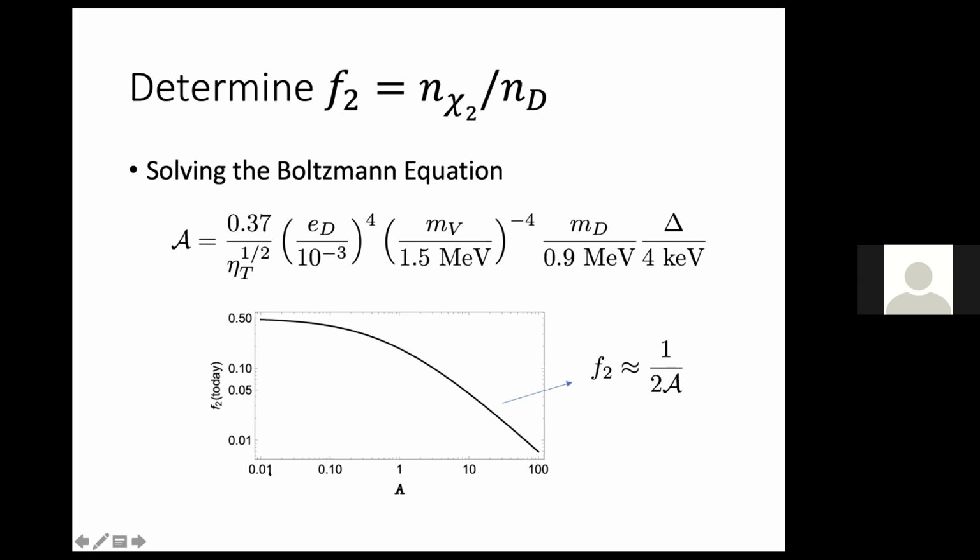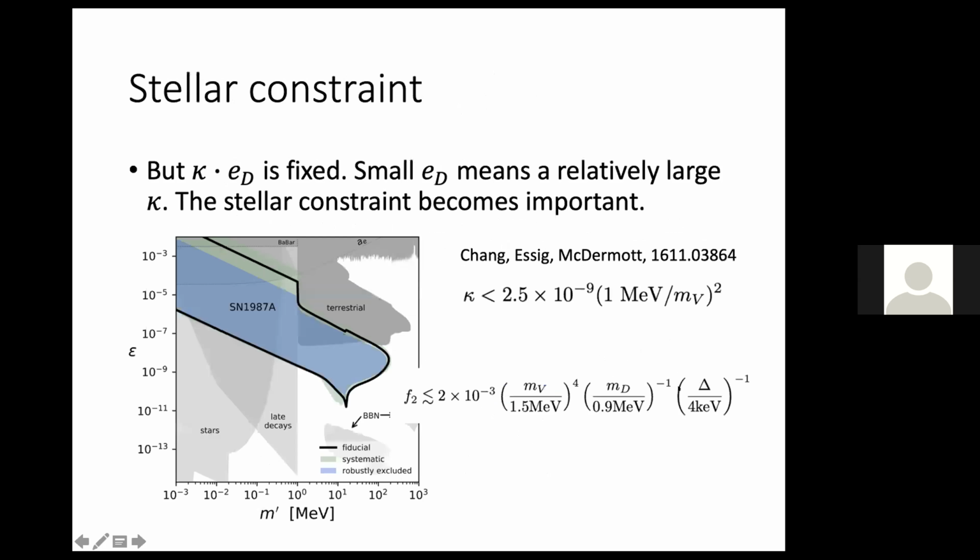And you can see if A is super tiny, if A goes to 0, then it just saturates at 0.5. This is the initial value of F2. And if A becomes large, there's a very simple relation: F2 just goes like 1/2 times A. So we solve this Boltzmann equation numerically.